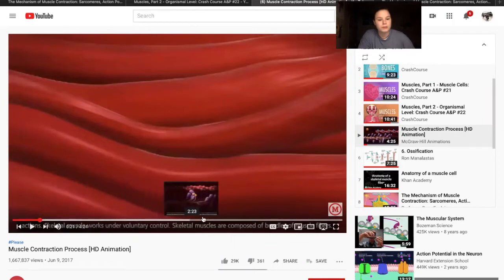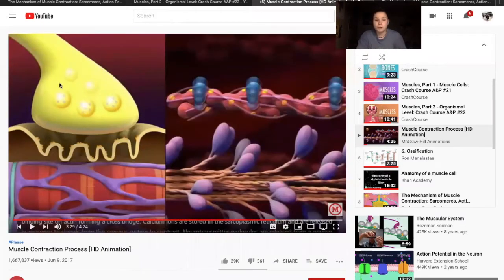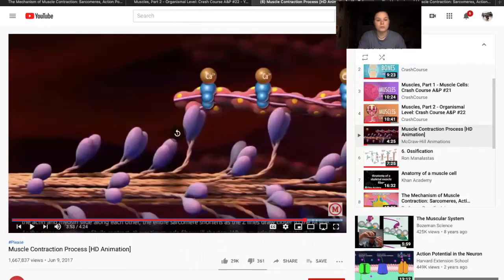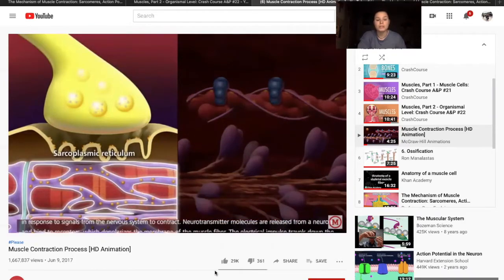Let me show you the sarcoplasmic reticulum. This is your neuron, which we'll talk about in a minute, and underlying this red is the muscle cell. The sarcoplasmic reticulum runs along the fiber, and it looks like a network, and it just stores calcium. Those little yellow things are calcium, and the sarcoplasmic reticulum will release the calcium.